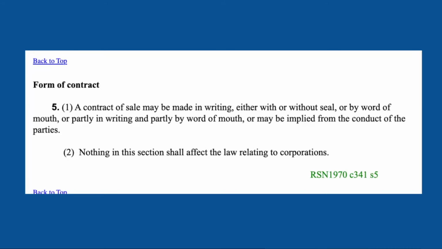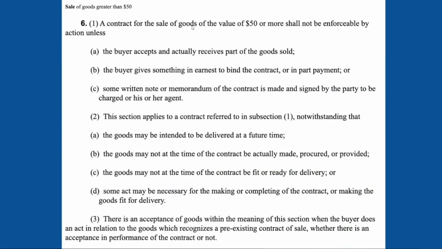Form of a contract. A contract may be made in writing, either with or without a seal, or by word of mouth. Again, it codifies what we've talked about in the first section. A contract for the sale of goods of the value of $50 or more shall not be enforceable by action unless the buyer accepts the goods, actually receives the goods sold, or the buyer gives something in earnest to bind the contract.